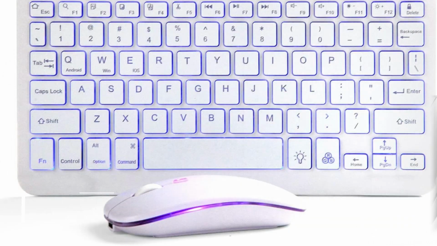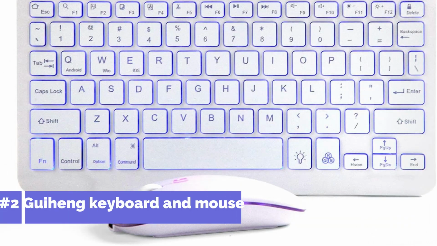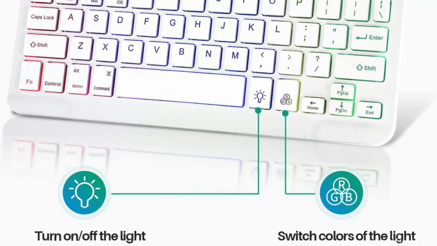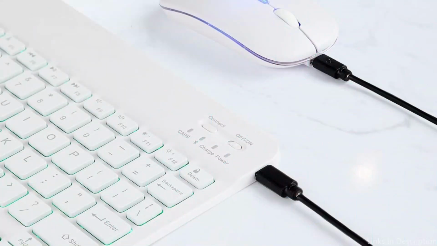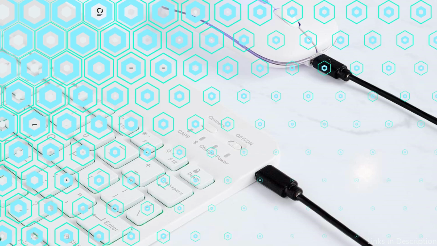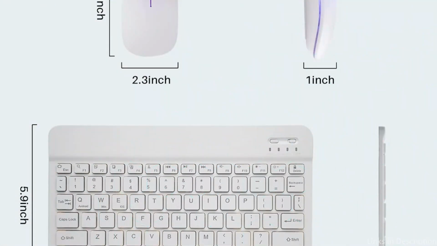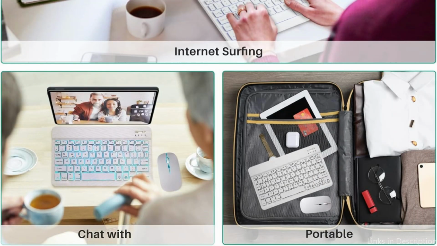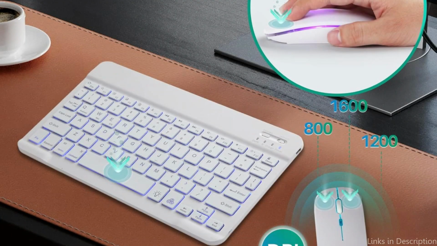On number two, we have Guiheng keyboard and mouse. Another great choice for those looking to improve their iPad Mini 7 experience is the Guiheng keyboard and mouse combo. Both utility and aesthetics were considered in the creation of this combination, guaranteeing consumers a smooth and effective workflow. With its scissor key structure and built-in rechargeable polymeric lithium battery and charging indicator, this wireless 7-color LED backlit Bluetooth keyboard and mouse offers you the ideal input experience.